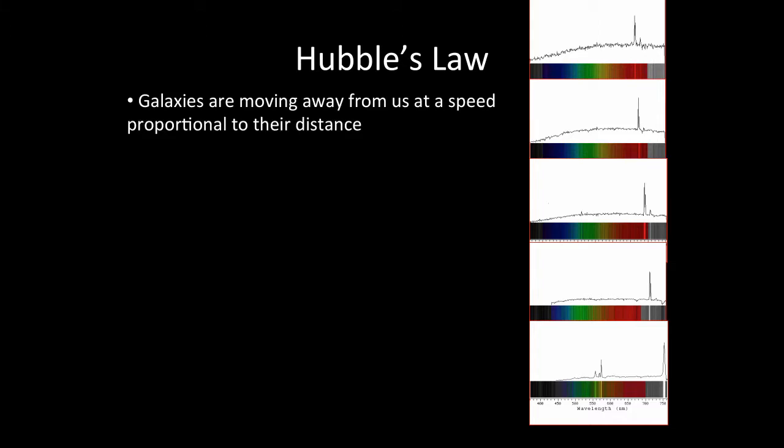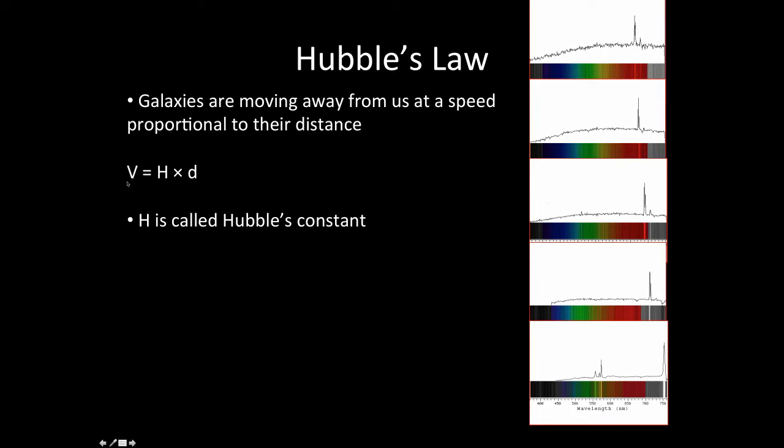So Hubble's law is that galaxies are moving away from us, and the speed that they're moving away from us is proportional to their distance. In other words, the speed v that they're moving away from us is equal to a constant H times their distance d. H is called Hubble's constant.